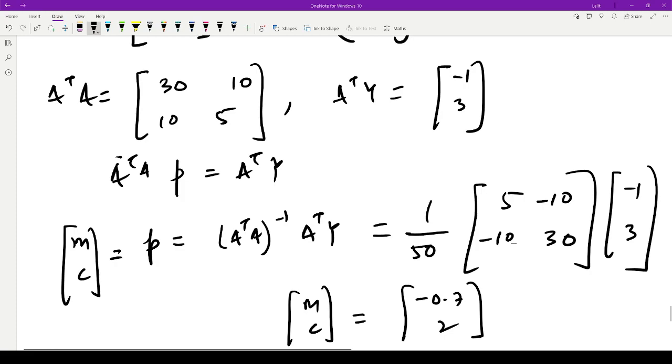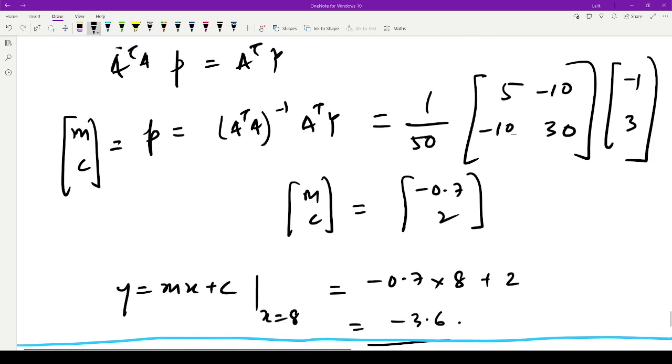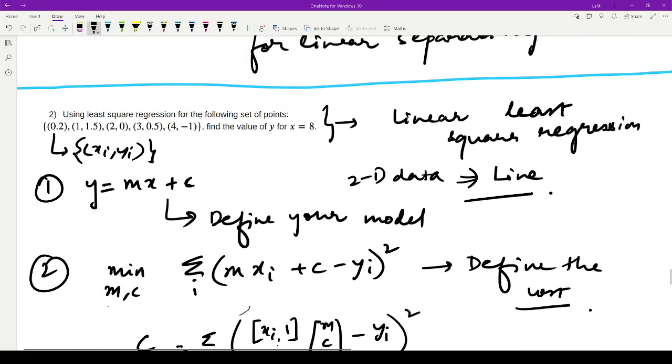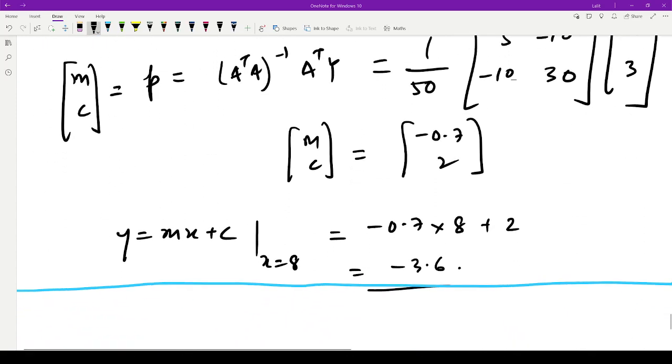P contains both the slope and intercept, and we did the inverse of a 2D matrix, which is just swapping of the diagonal elements, and the off diagonal elements are just given a negative sign. And then we get these parameters. Once we get these parameters, the question asks to find the value of y at a given point x. So we just place the values of m and c that we got, and then the value of x that was given in the question, which gives us the answer, minus 3.6.